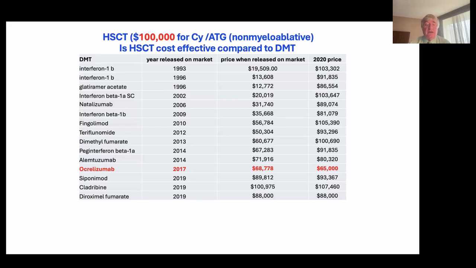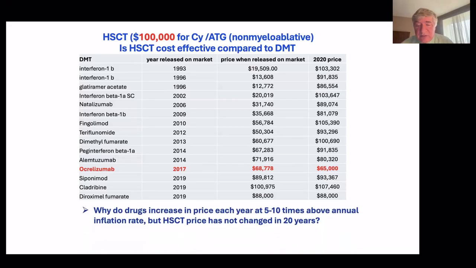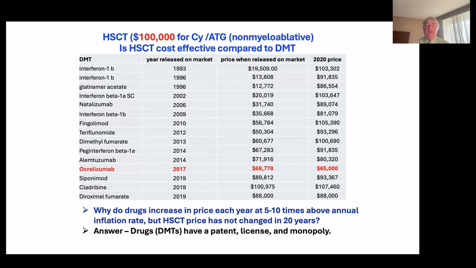HSCT, there's no drug company involved. So I ask you, why do drugs increase in price each year at 5 to 10 times above the annual inflation rate? But transplant, HSCT, using your own stem cells, your immune stem cells, has not changed in price for 20 years. How can that be? Well, the reason is drugs, DMTs, have a patent, a license, and a monopoly. That's why. So each new drug comes out at a certain level, and then as other drugs come out, they just increase their price to match the new drug. That's what happens.